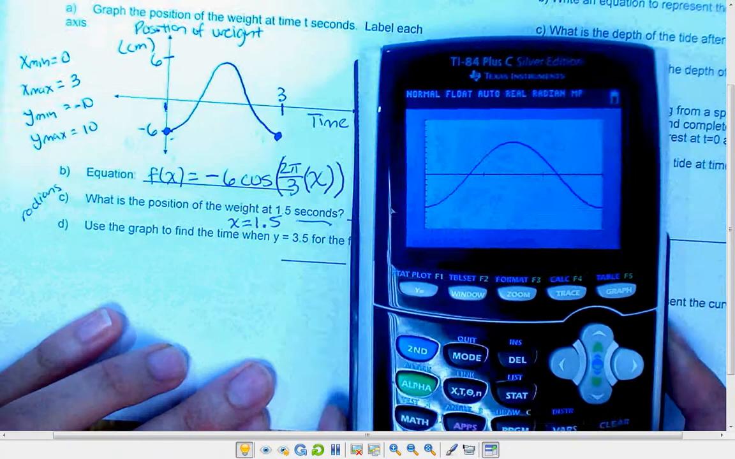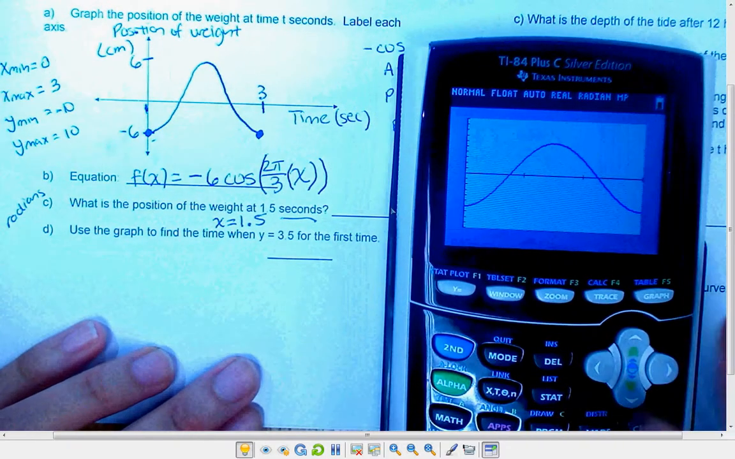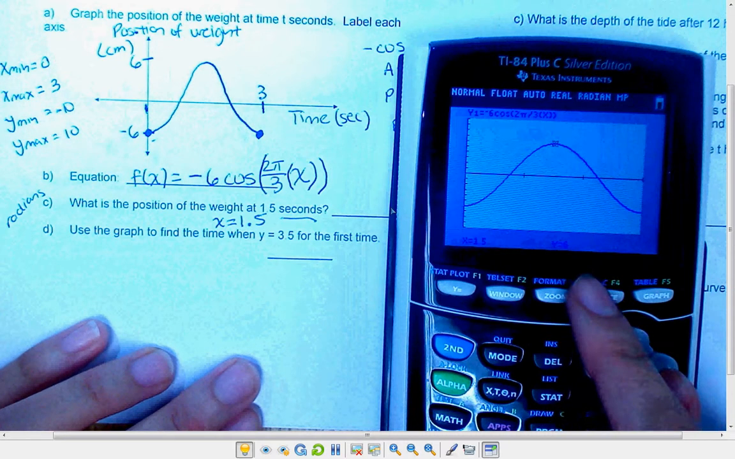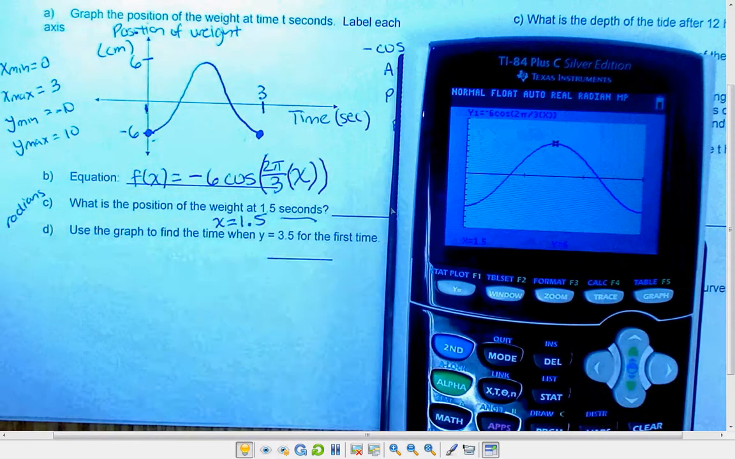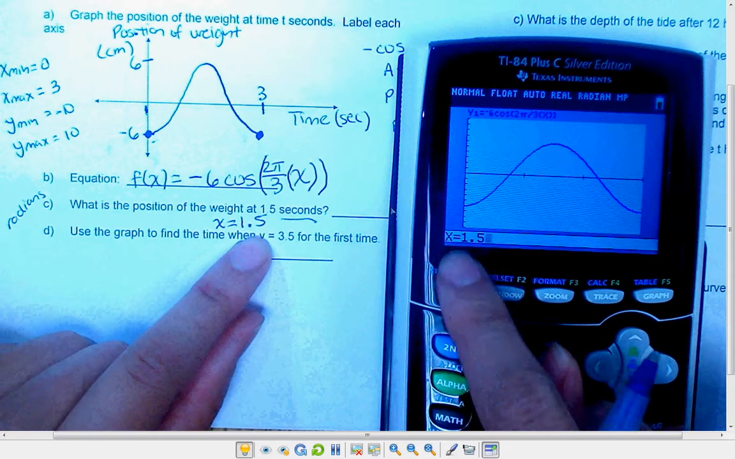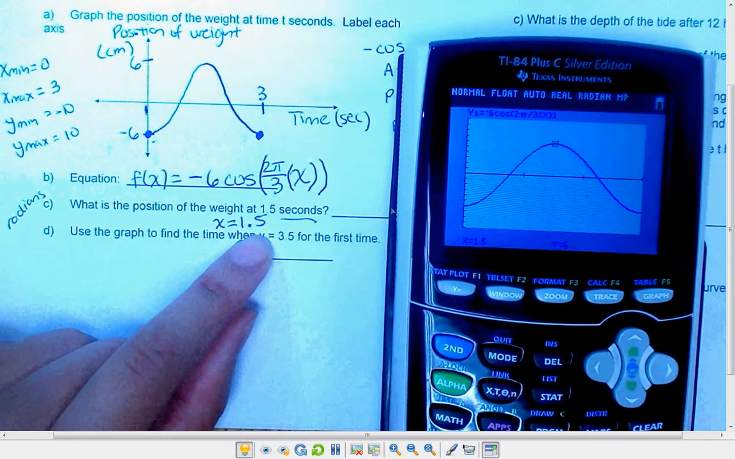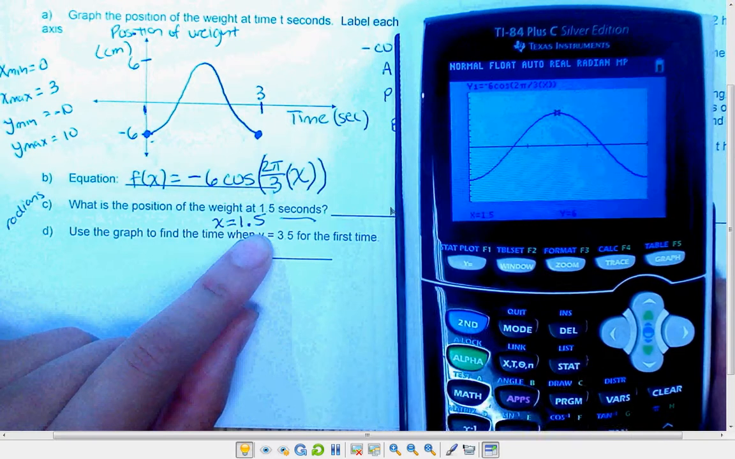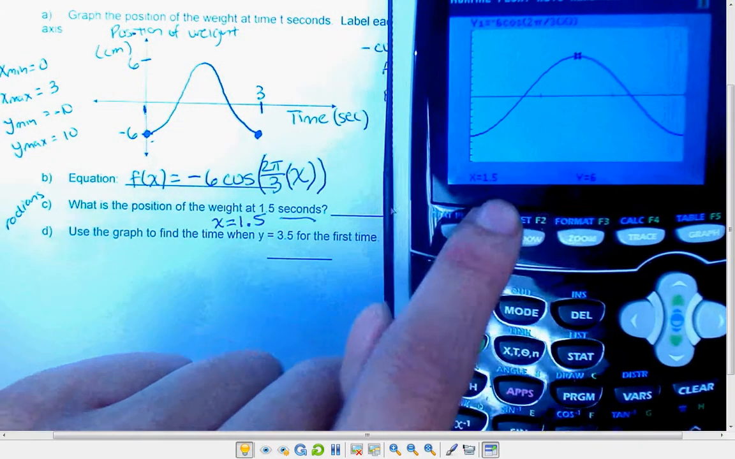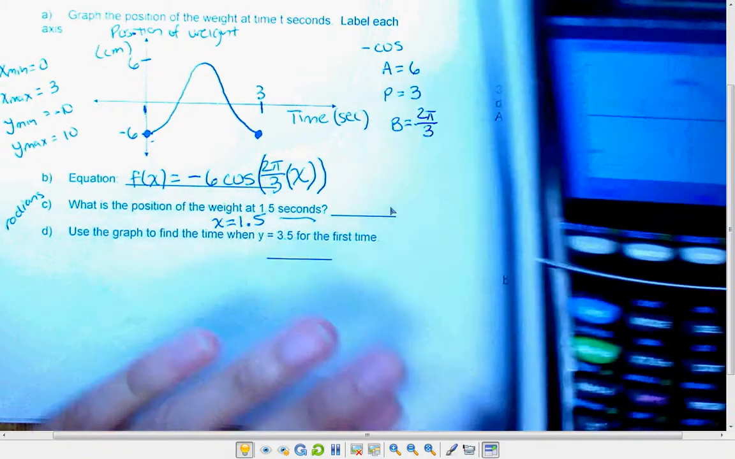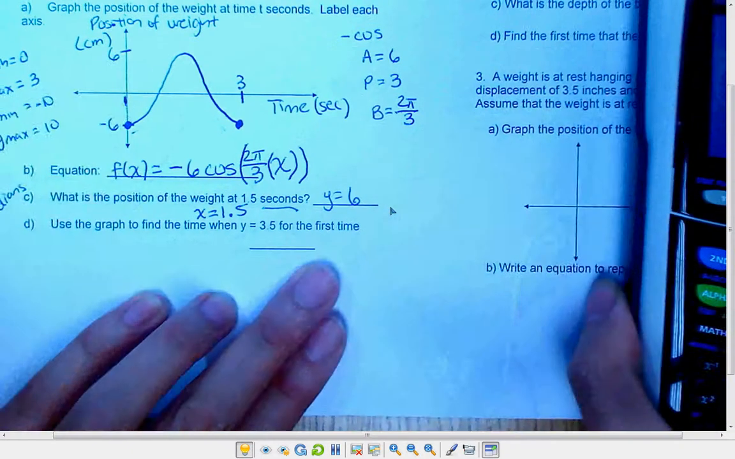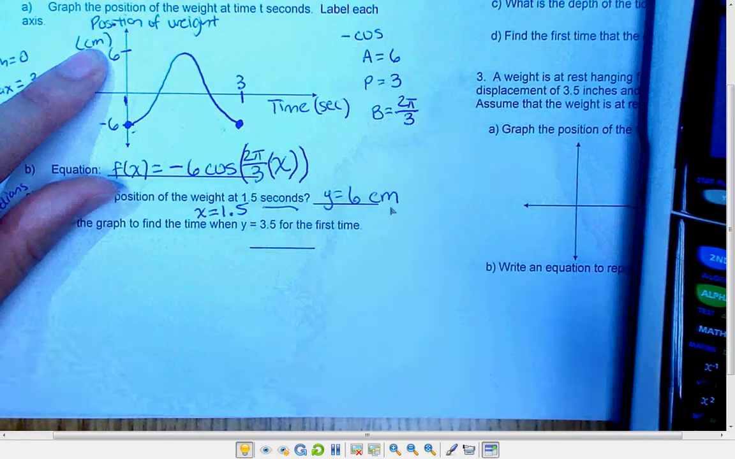To do this, I'm just going to go to trace. This is the button right next to graph. And right now, if I type in 1.5, it's going to appear right here underneath my x equals 1.5. Press enter, and it'll tell you what your y value is. This one's a little bit hard to see, but when x is 1.5, my y value is 6. So the position of the weight at 1.5 seconds is y equals 6, and because it's my y value, I know it's in centimeters.